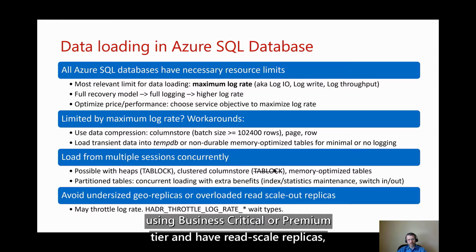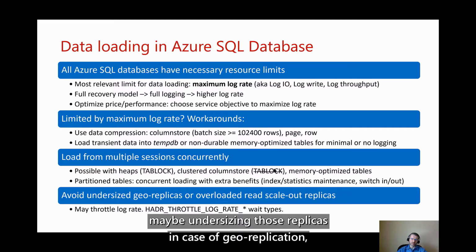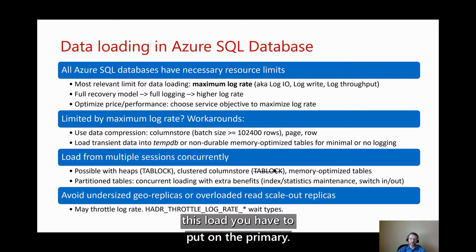Now, just one other point to call out: if you use geo-replication, or if you are on business critical or premium tier and have read scale, be careful about overloading those replicas, or maybe undersizing those replicas in case of geo-replication, because then your log rate may be throttled simply because a replica cannot keep up with the load you're putting on the primary.